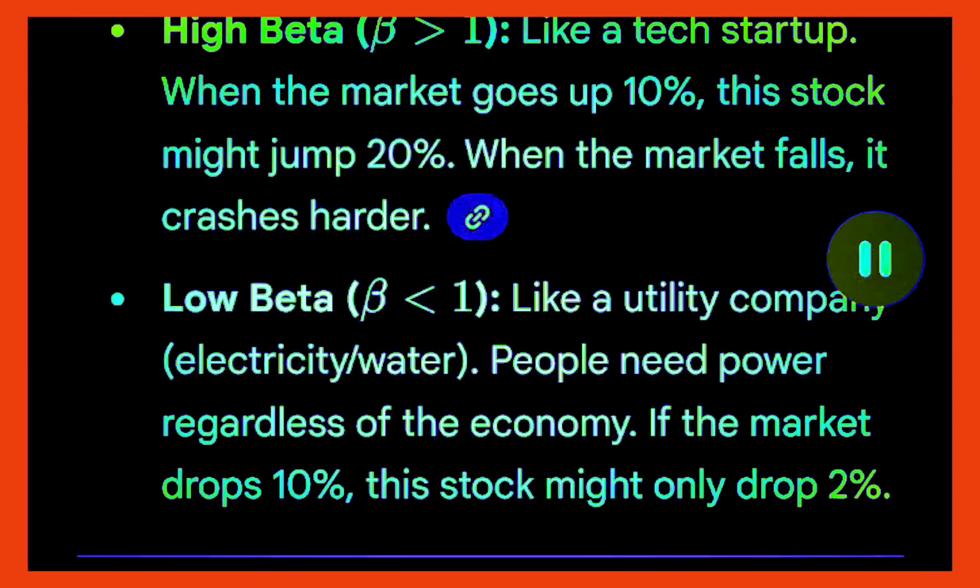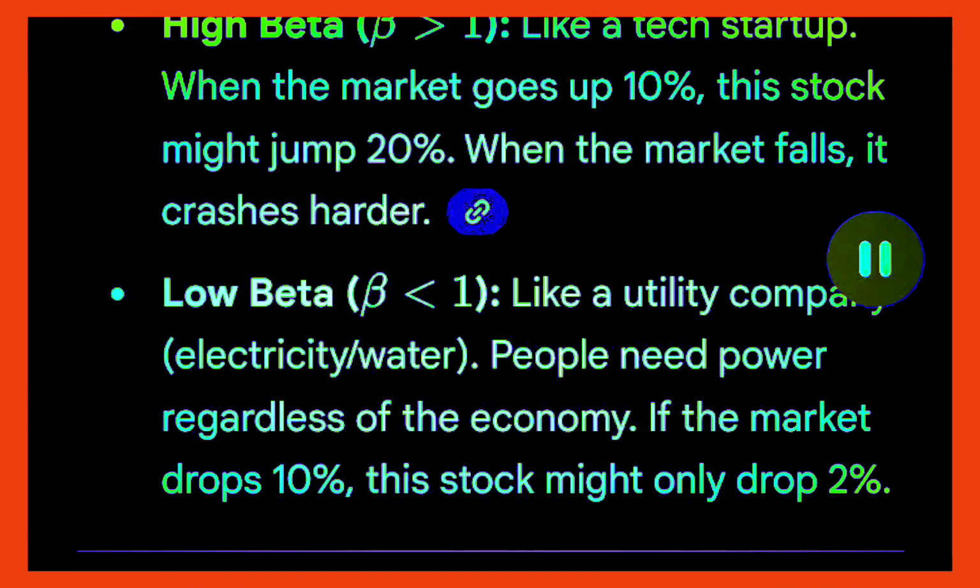Low beta, beta less than 1, like a utility company, electricity, water. People need power regardless of the economy. If the market drops 10%, this stock might only drop 2%.